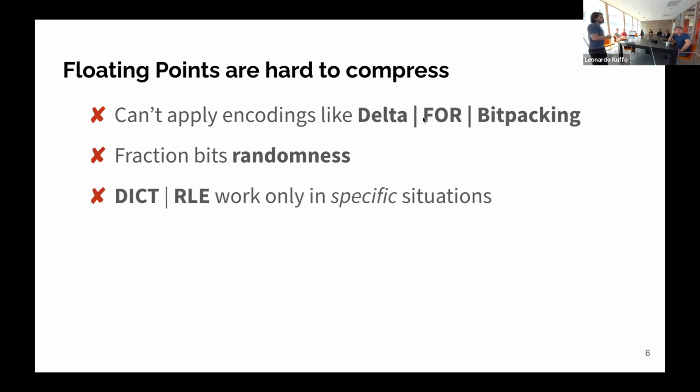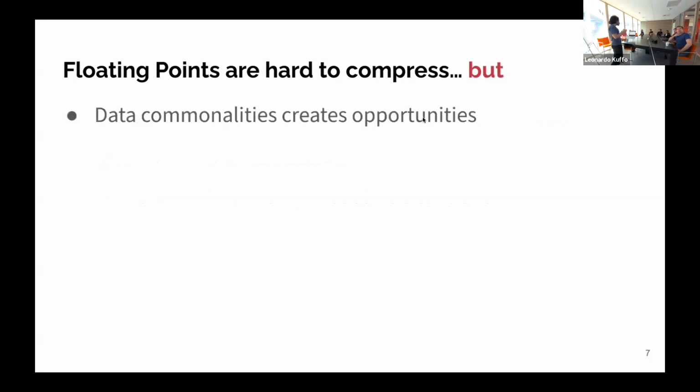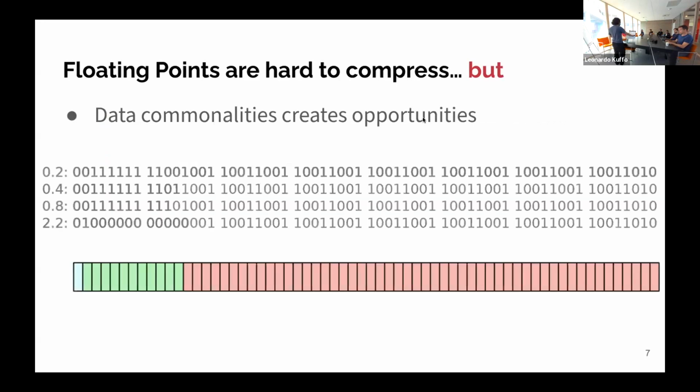Other compression mechanisms, such as dictionary or run-length encoding, only work in specific situations, for example, when I have a lot of the same numbers repeated in the data that I want to compress. So this is why floating points are kind of hard to compress. But there are still some commonalities in the bitwise representation of the data that create some opportunities for compression.